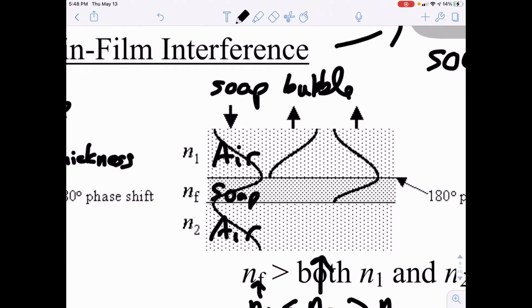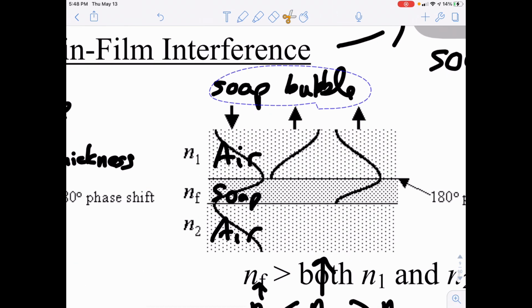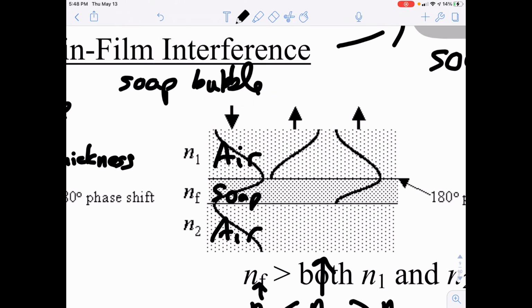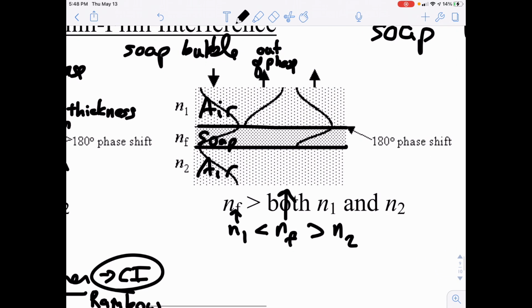What does that mean? I'm going to move the soap bubble out of the way here. I will reflect out of phase. So this reflection is out of phase compared to the incident wave that reflects off the top part of the film. Here's the top part of the film, here's the bottom part of the film. Now if we look, the bottom medium is less than the index of refraction of the film, which means this is like reflecting off a free end boundary, not a fixed end boundary. And when that happens, you reflect in phase, not out of phase.